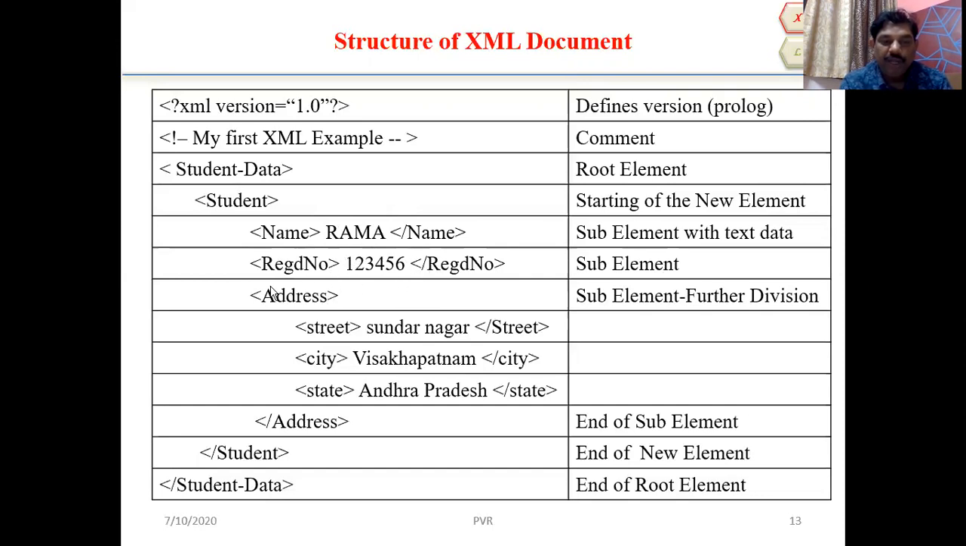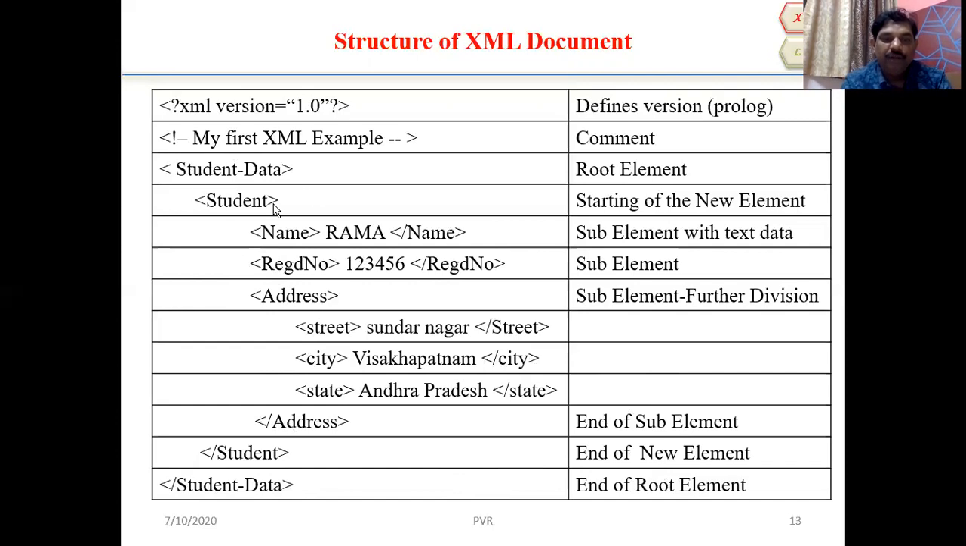Then we are coming to the address sub element for the division. Here we are writing the street Sundarnagar slash street. Then again we are writing the city Vishakhapatnam slash city, state Andhra Pradesh slash state, and closing the address. This is the end of the sub element, and slash student. This is the end of the new element, and closing the slash student data. This is the end of the root element.